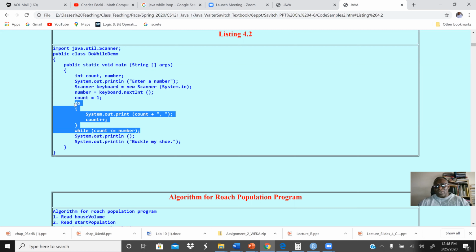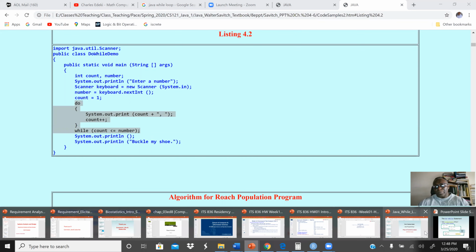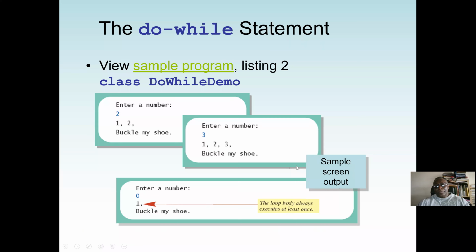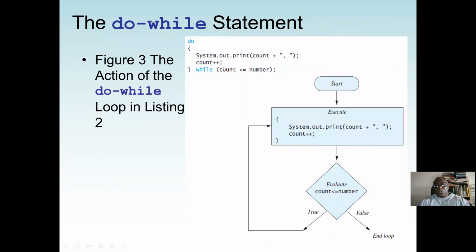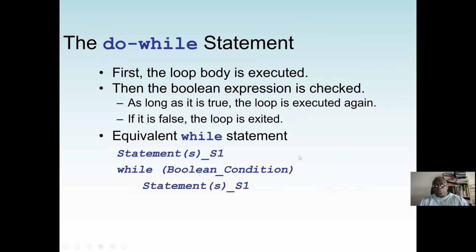So we can see the syntax here: do something at least once before you check the condition. So the syntax is do System.out.print. Here we are printing the count, then we increment the count, then we check if the count is less than or equal to the number. As we said, if it's true, then we execute again. If it's false, we exit from the loop, or we end the loop.